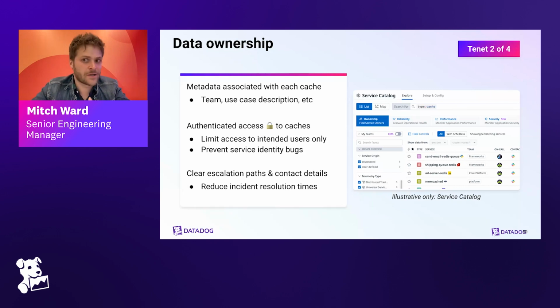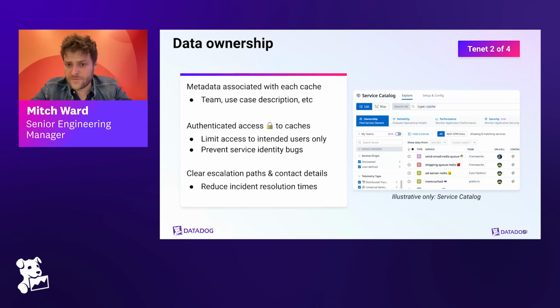It's possible someone might have copied some code or didn't realize there was some library that was using a cache. And by having that access enforced, we can really know who's using what. Also, in a large Kubernetes context, sometimes there can be some service discovery or service identity bugs, and that authentication just makes sure that we know that clients are talking to the services they intend. Finally, with this data ownership metadata, we just get clear escalation paths and contact details for all of our users.